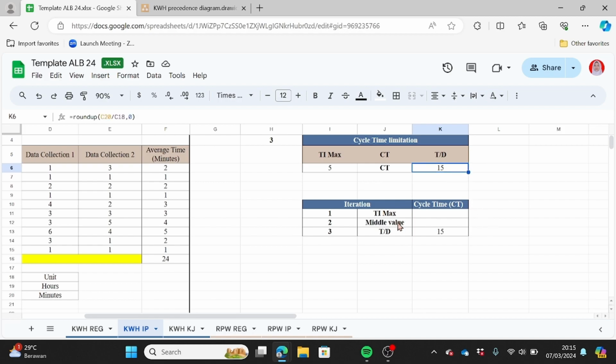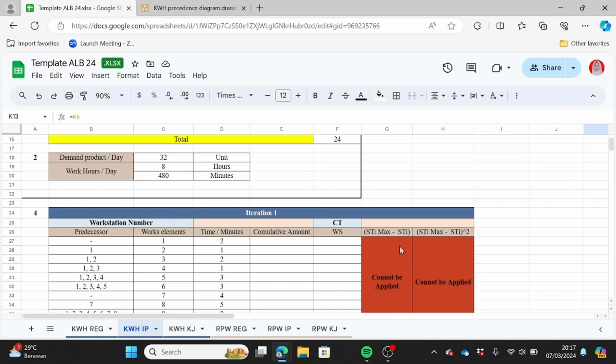Okay, in determining the iteration of the assembly line, you can take the cycle time between greater than or equal to 5 and smaller than or equal to 15. You can take random values between them to get the cycle time that has the best parameters. In this case study, we are using 3 iterations. The first one takes a maximum of 5 minutes. The second one takes the middle value, and the third one uses 15 minutes, or the T per day value. The middle value is 5 plus 15 divided by 2. Then we'll find out which one has the best parameters.